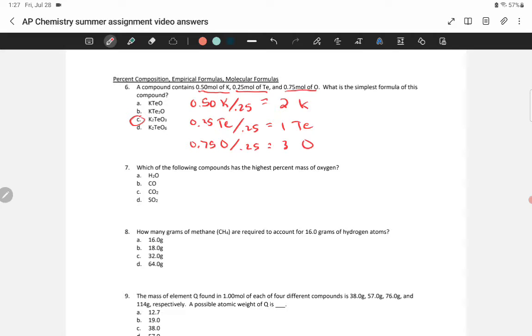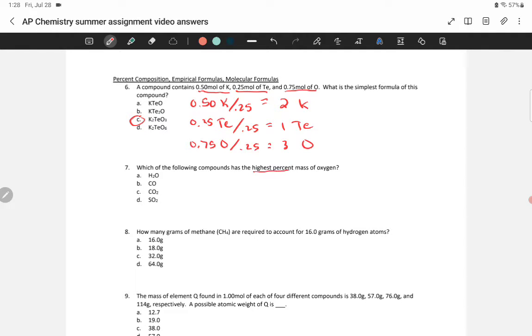Again, if these did not come out to be whole numbers, the 2, 1, and the 3, we would multiply them. Like say one of these came out to be 2.25. Then we'd have to multiply everything by 4 to get them all whole numbers. If it was 2.33, if we multiplied everything by 3, that would get them into whole numbers, and that kind of goes with that idea there. Okay, next one.